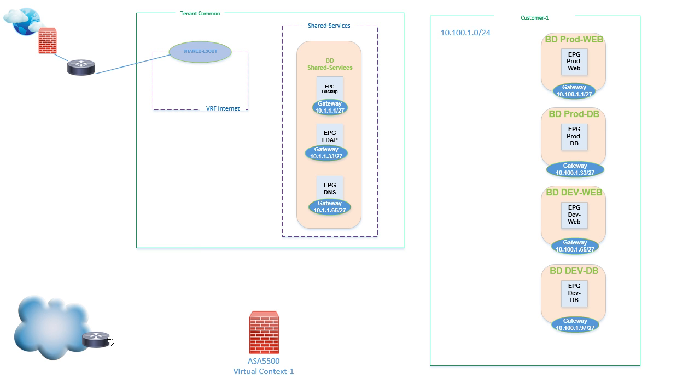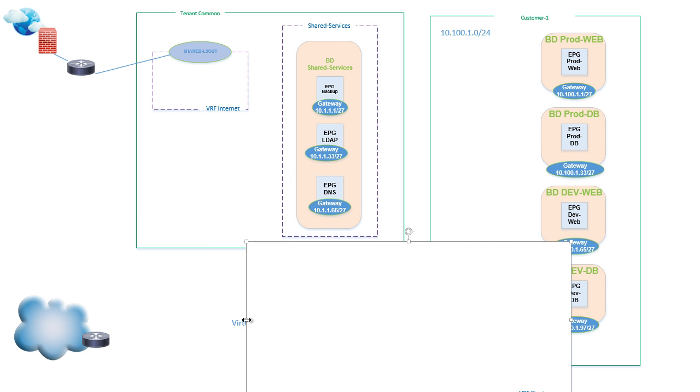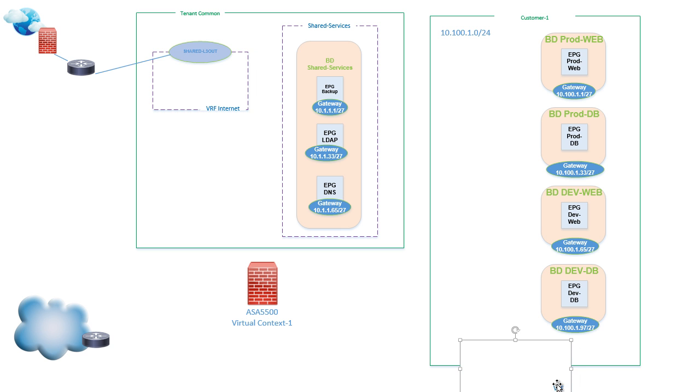And actually, we're going to need to connect the customer directly into the ACI fabric. So what we're going to do is we're going to create another VRF. We're not going to use it for its layer 3 functionality, but we need to create the construct. So this will be customer 1 outside.